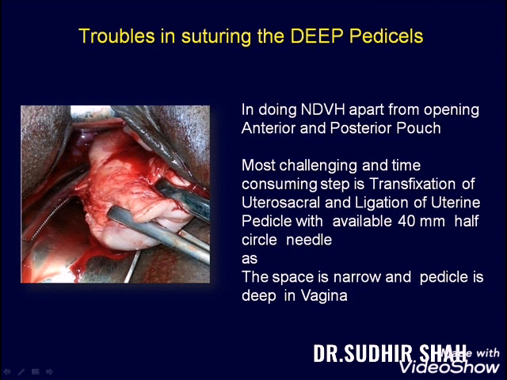Now, troubles in suturing the deep pedicles. In doing NDVH, apart from opening the anterior and posterior pouch, the most challenging and time-consuming step is transfixation of the uterosacral and ligation of the uterine pedicle with the available 40 mm half circle needle, as the space is narrow and the pedicle is deep in the vagina.